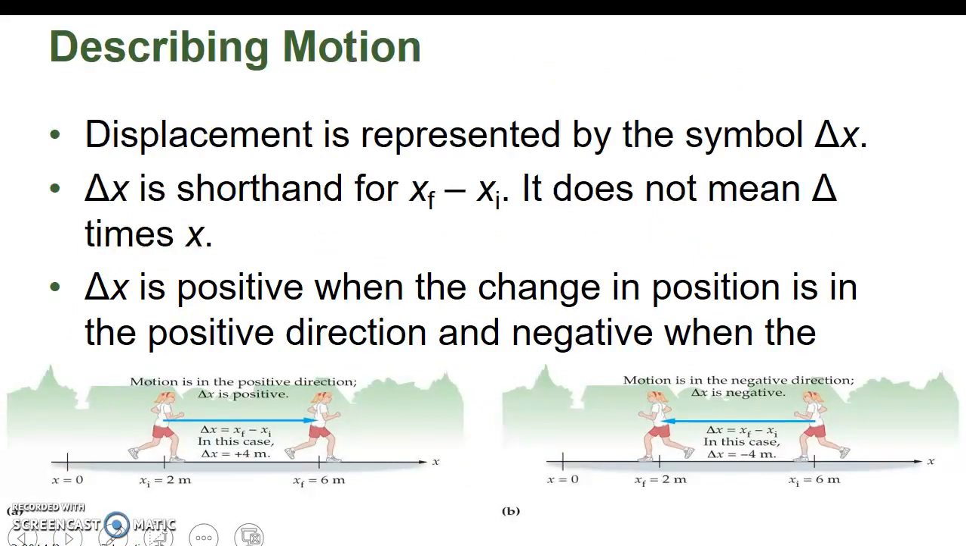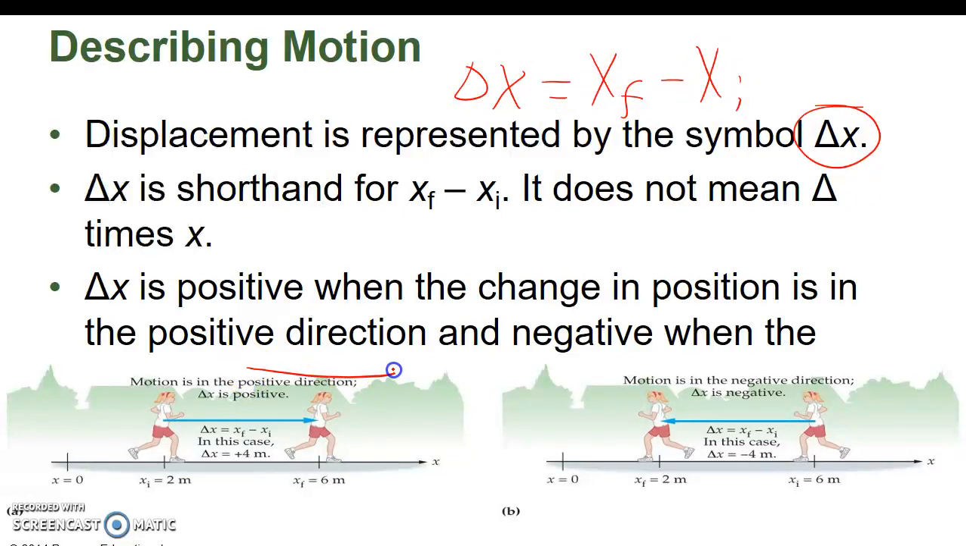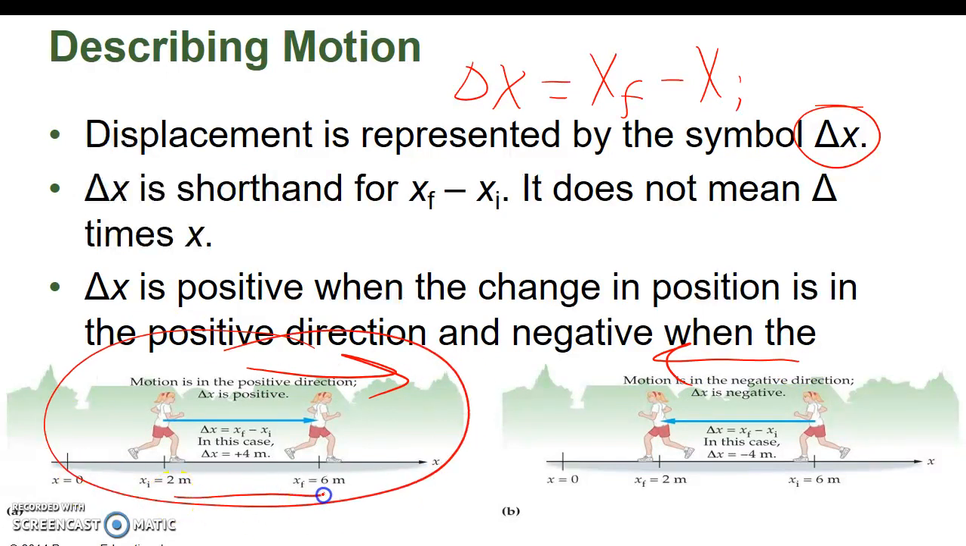So we use change in x to show displacement. Change in x, delta x, is the same as final position minus initial position. Delta x is positive when we're going to the right, and it's negative when we go to the left. So for example, you look down here, we're going from 2 to 6, initial position, final position, therefore 6 minus 2 is 4, and we're going in the positive direction. If we go back and we start at 6 and go to 2, we go 2 minus 6, which in this case is negative 4. So again, negative just means we're going left, and positive means we're going right.